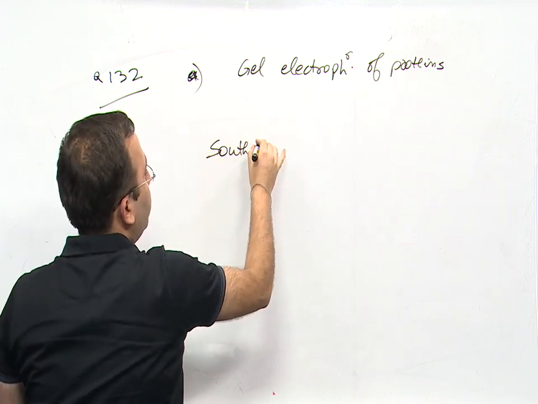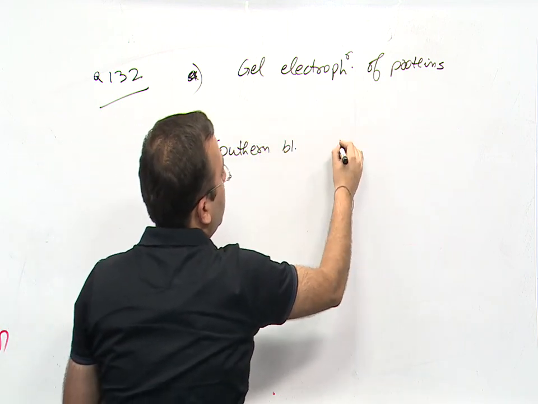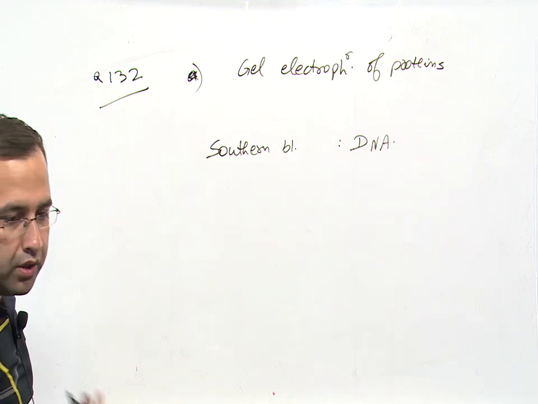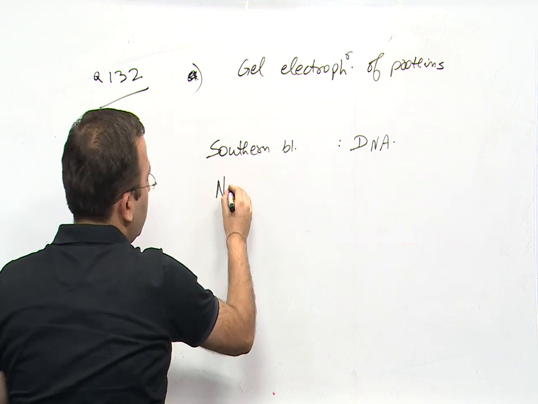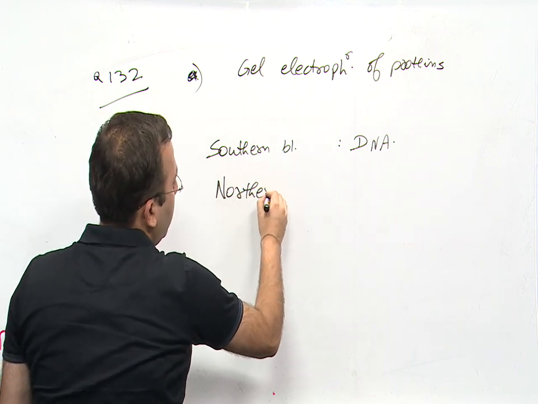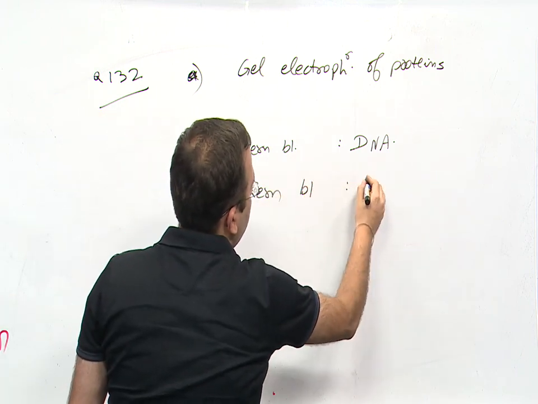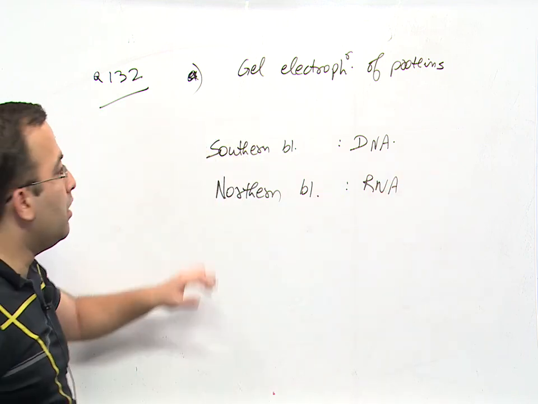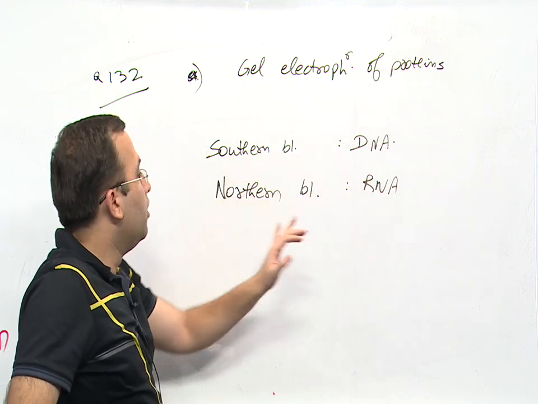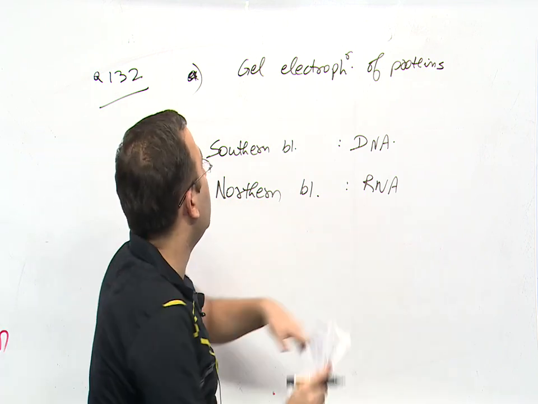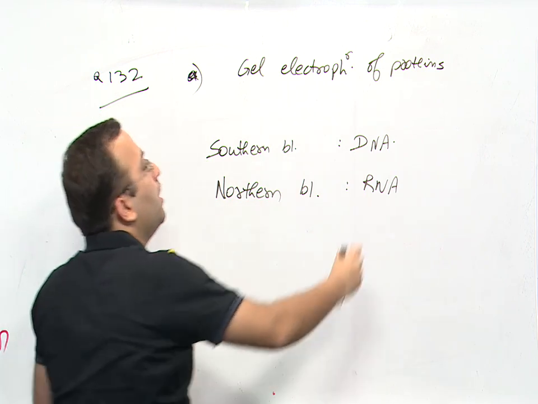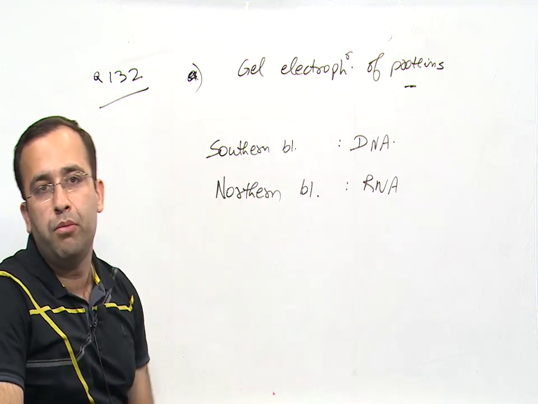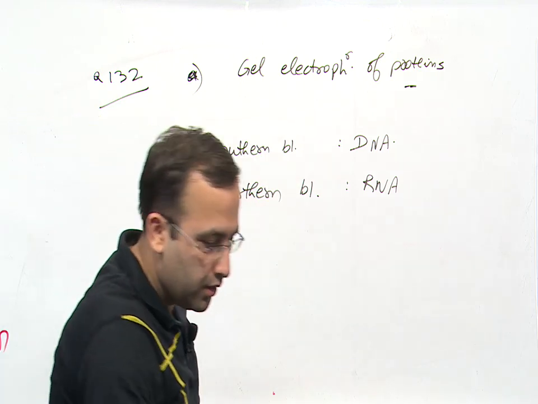Southern blotting is for DNA, whereas northern blotting is for RNA. Southern blotting DNA, northern blotting RNA, western blotting proteins. Next.